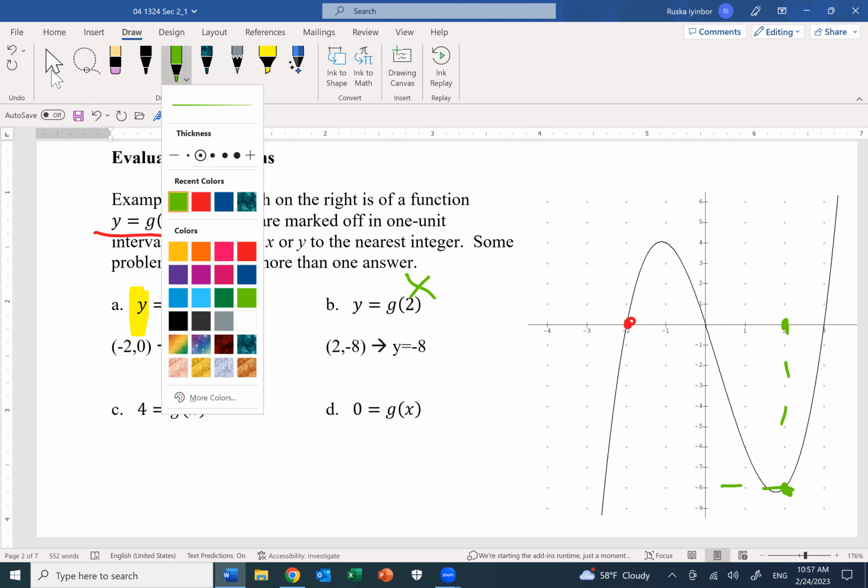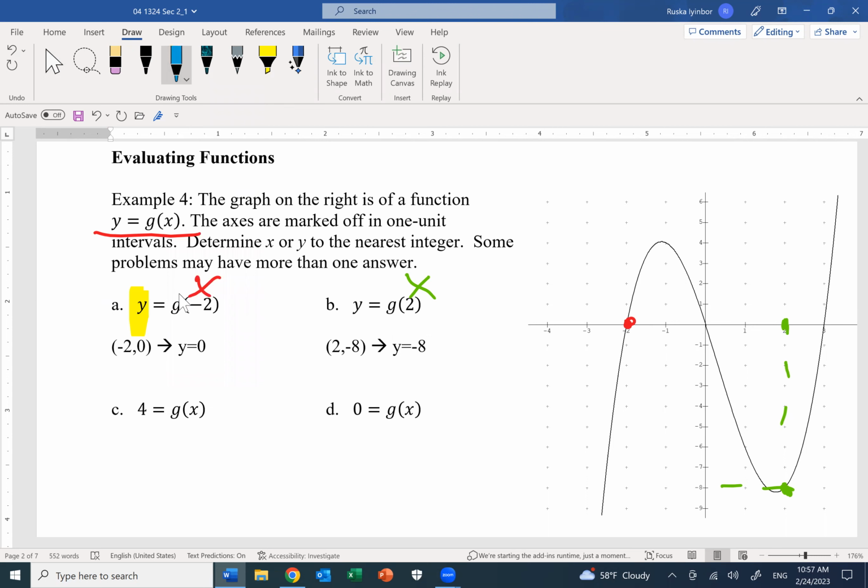Now let's look at the next example. In the next example, it says 4 equals g of x. So here we need to find what is x. That's what you're looking for here. They give me the y. What is the y? The y is 4. So we're going to go to y is 4, which is right here on the y-axis.